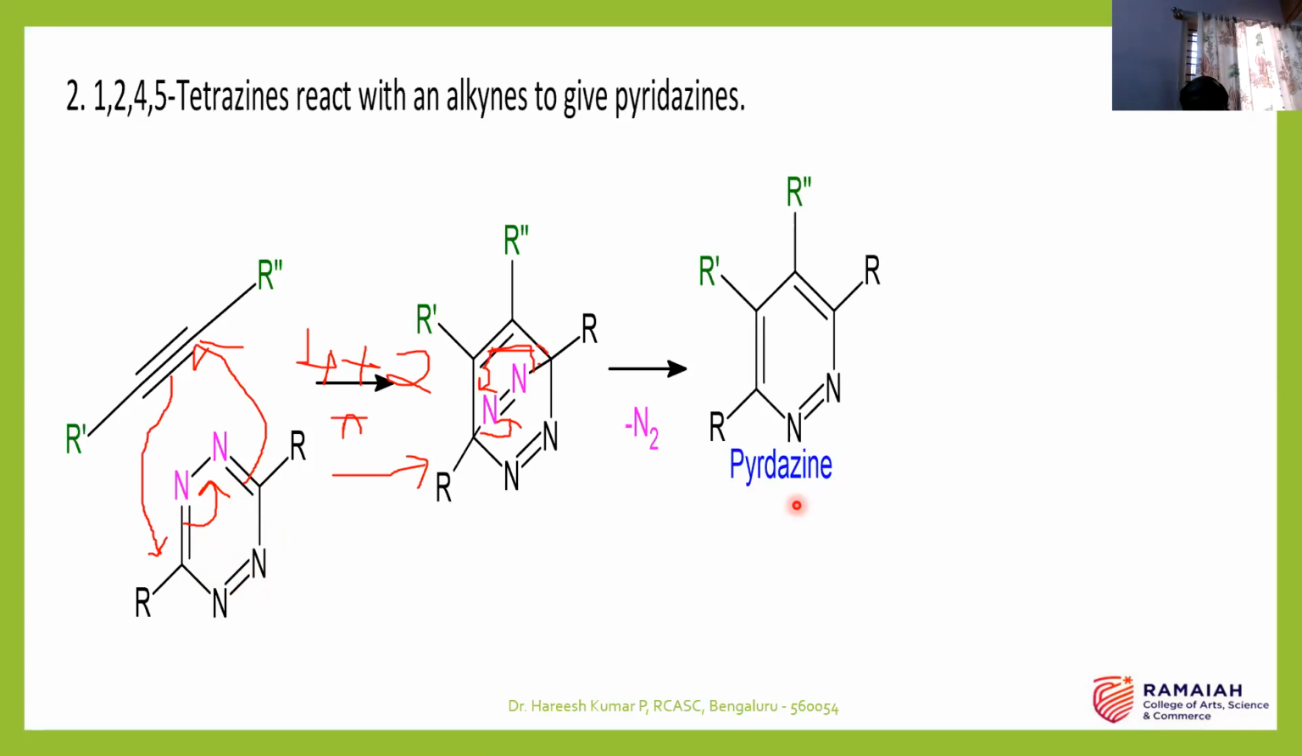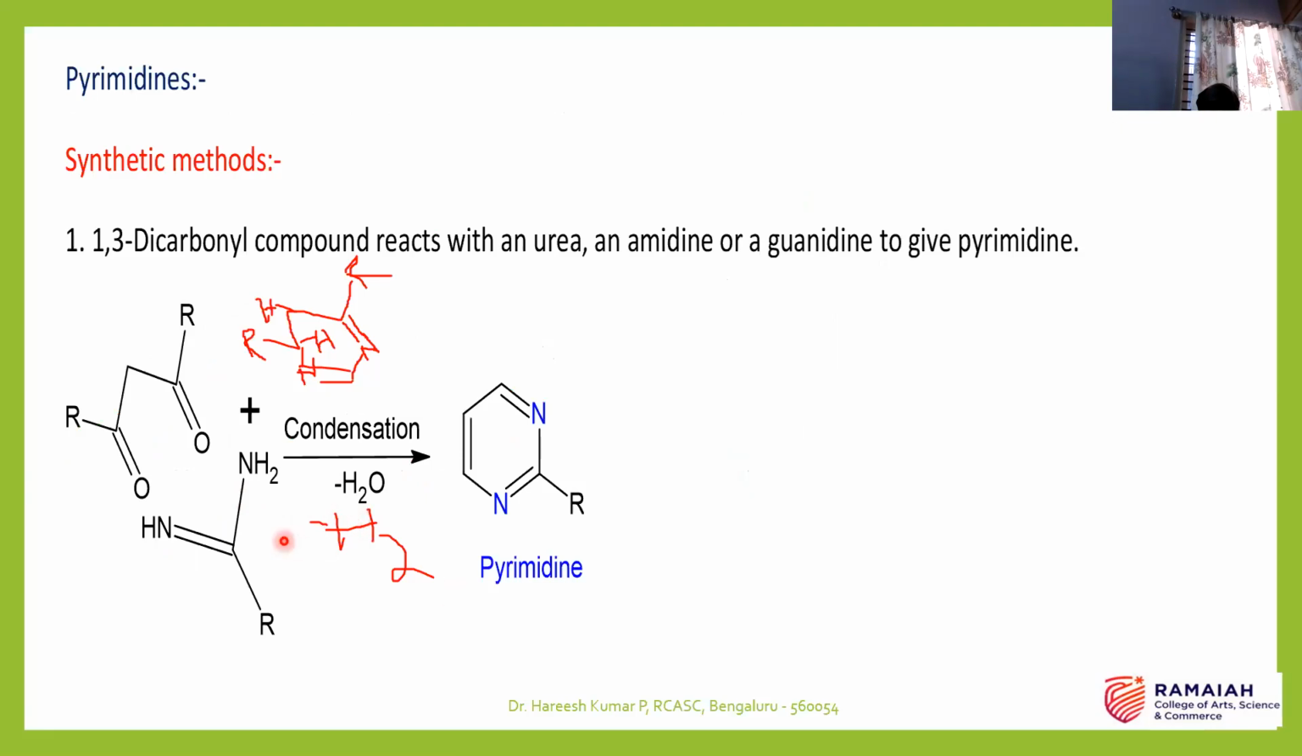So these are the two methods. One method is starting with the dicarbonyl compound. Another method is with the tetrazine, and this is an example of a pericyclic reaction. So with this, I will go to the next slide. In the next slide, we are discussing the synthesis of pyrimidines.